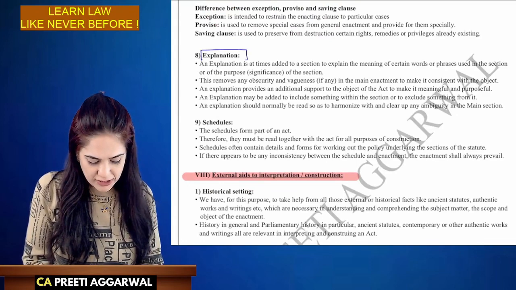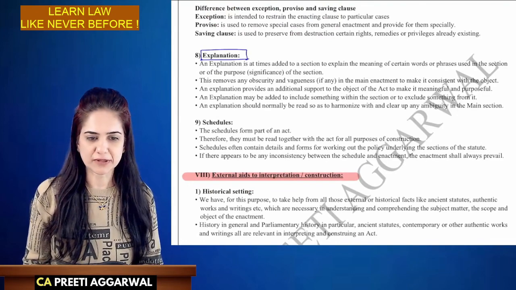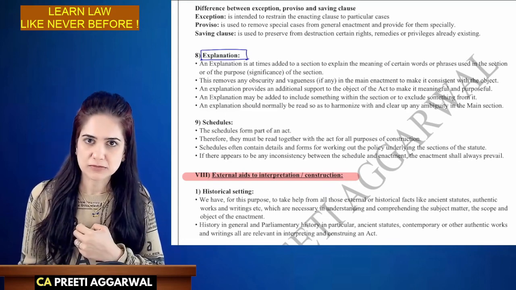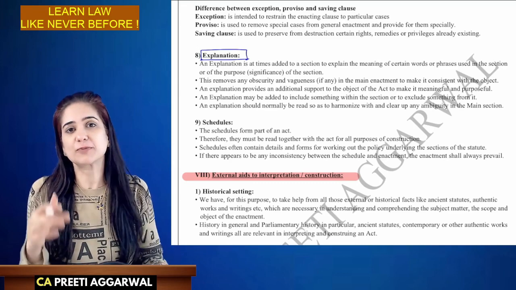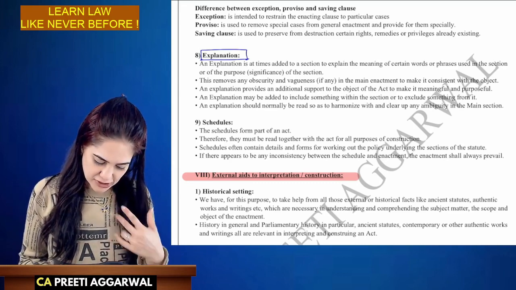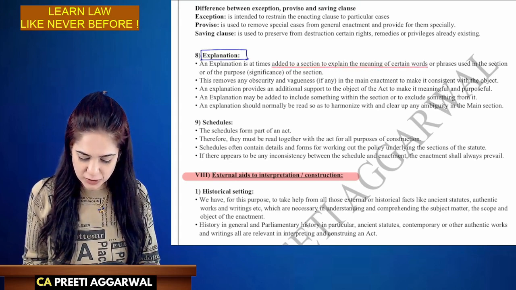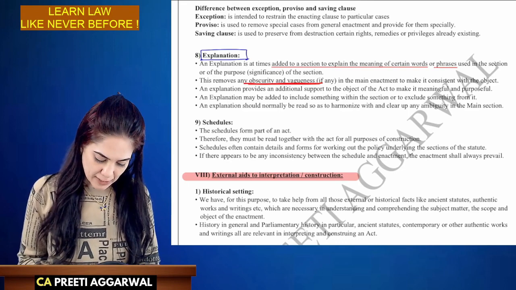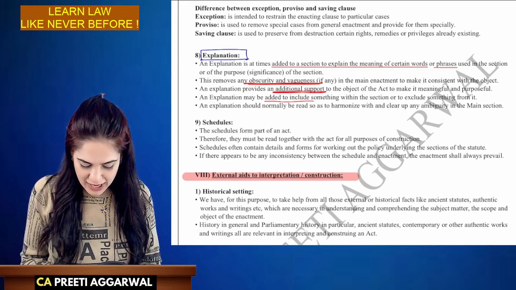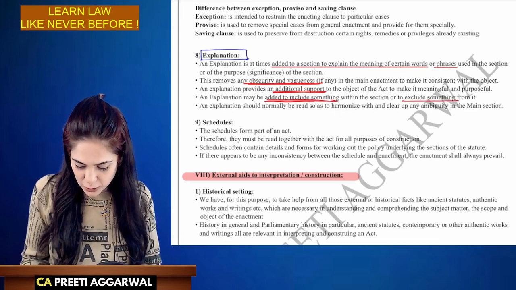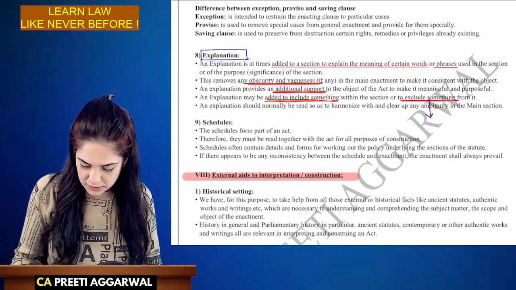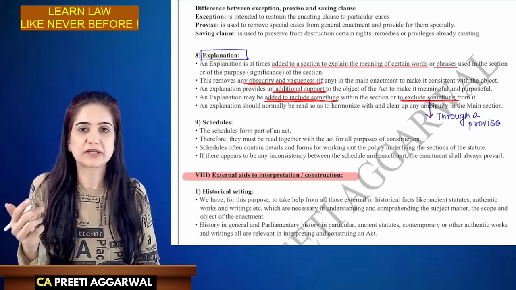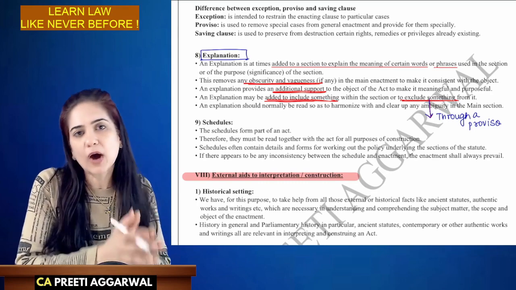Explanation. If you read the definition of holding and subsidiary company, there they have written an explanation because we feel that people may be confused. We feel that there may be some confusion, so we are trying to provide an explanation. Explanation is added to the section to explain the meaning of certain words and phrases. It removes obscurity, which means vagueness. It provides additional support. It may be added to include something or to exclude something. You can exclude it through a proviso. So explanation can be used to add something as well as remove something.